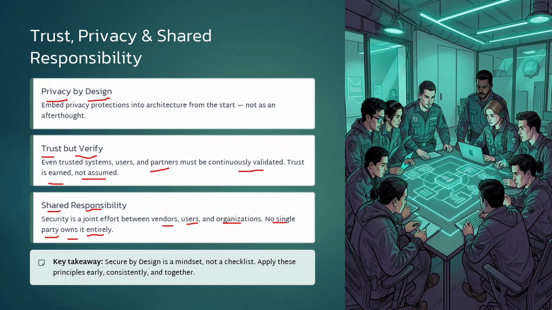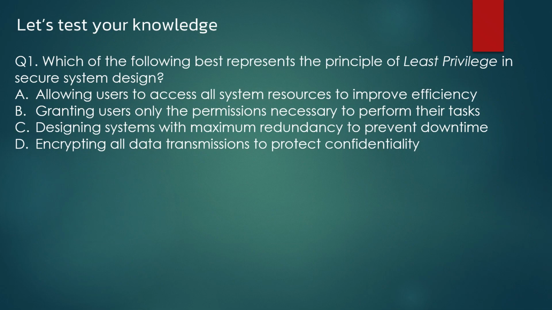Let's see how much you have understood. Which of the following best represents the principle of least privilege in secure system design? A. Allowing users to access all systems and resources to improve efficiency. B. Granting users only the permissions necessary to perform their task. C. Designing systems with maximum redundancy to prevent downtime. D. Encrypting all data transmission to protect confidentiality.